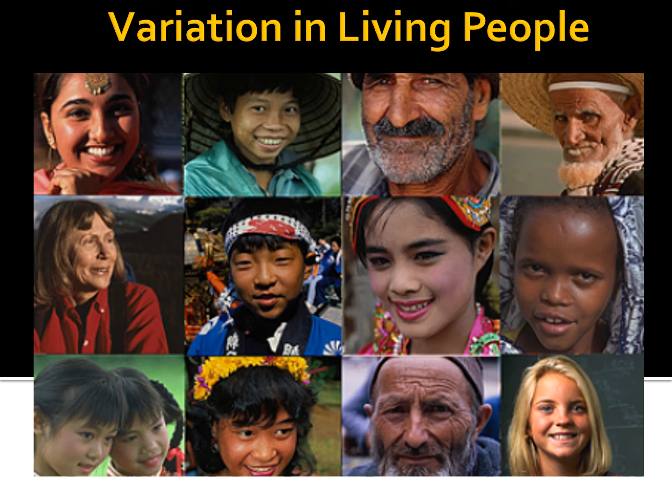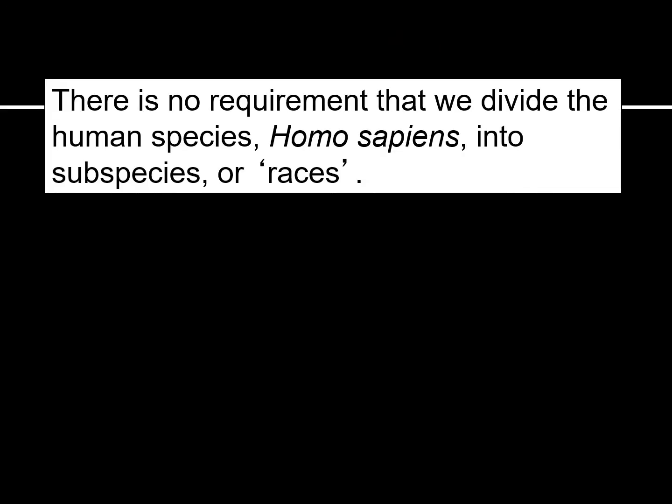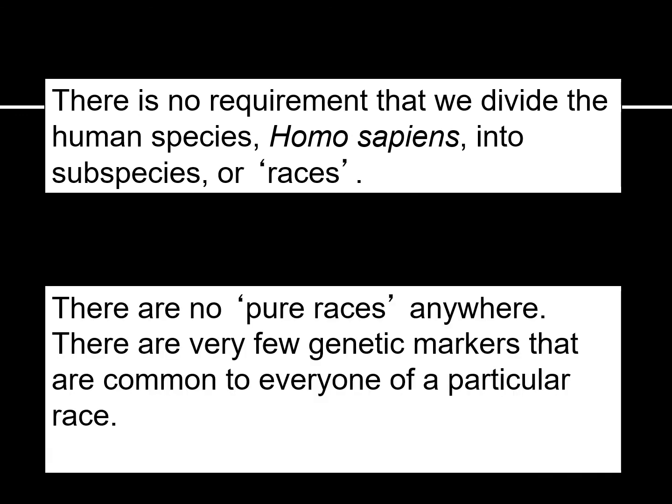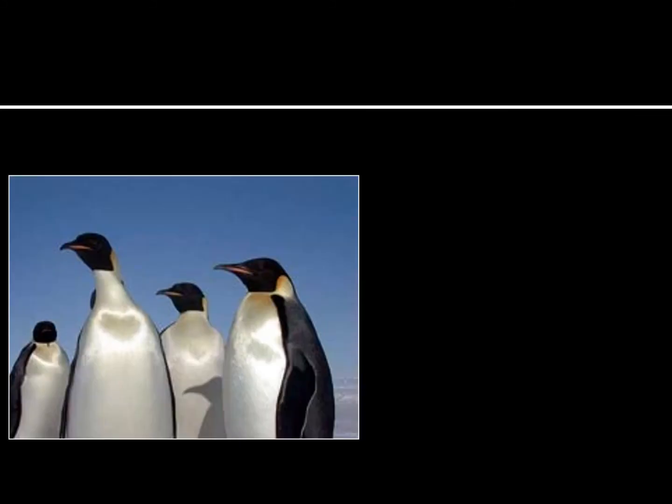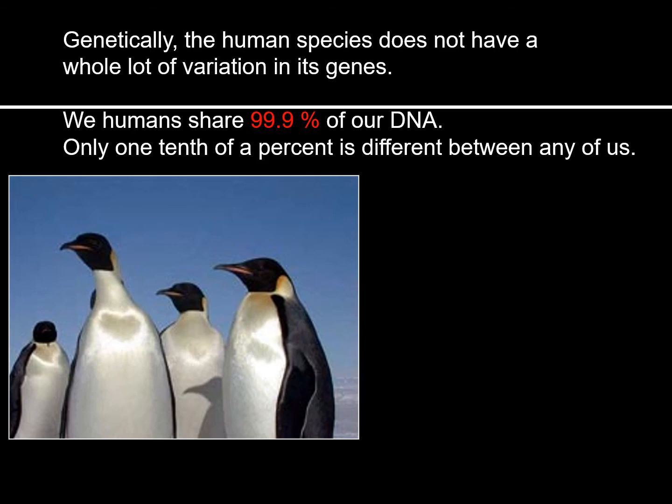So let's take a slight look real quick at variation in living people. Remember, there is no requirement that we divide our species, Homo sapiens, into subspecies or quote-unquote races, right? There are no pure races anywhere, and there are very, very few genetic markers that are common to anyone of a particular race. So to go inside with this opposition to race, humans ourselves are not very genetically variable as a species, right?